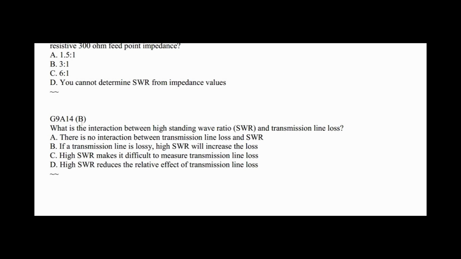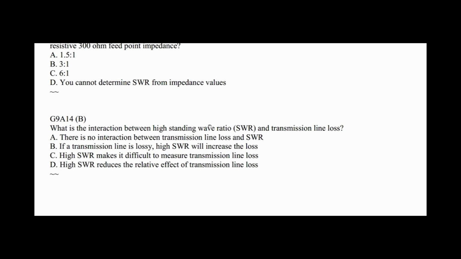G9A14. What is the interaction between high standing wave ratio and transmission line loss? What is the interaction between high SWR and transmission line losses? Well, the higher the SWR, the greater the line loss. So their answer is if a transmission line is lossy, high SWR will increase the loss. That's very true. There's a warning here, though.